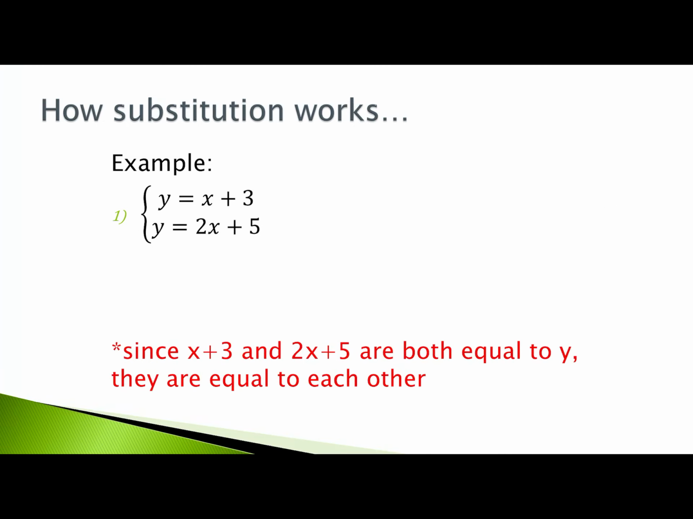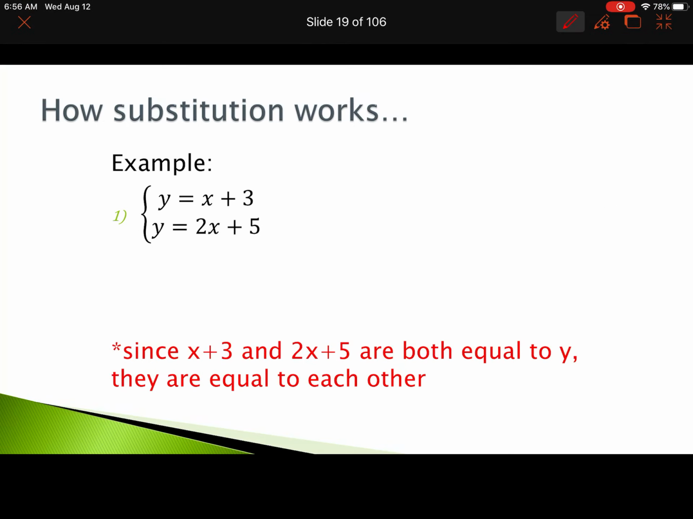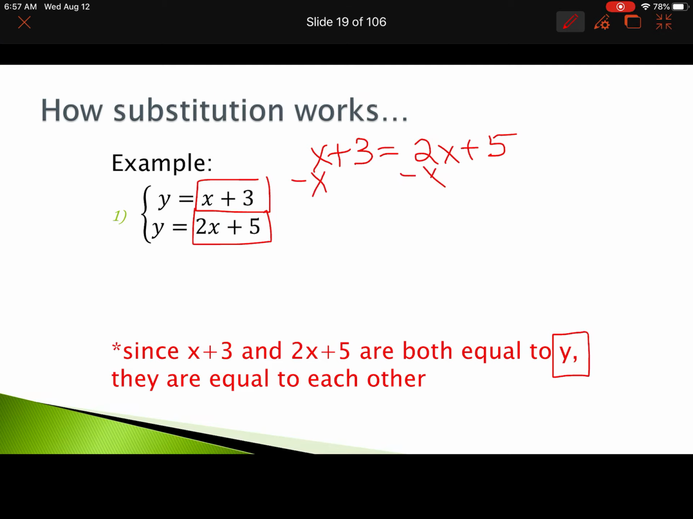Here's our first example, and for this first example, they are both set equal to the value of y. Since they're both set equal to the value of y, I can set these two equations, x plus 3 and 2x plus 5, equal to each other. So if I have x plus 3 equals 2x plus 5, my first step is going to be take x away from both sides, and I end up with 3 equals x plus 5.